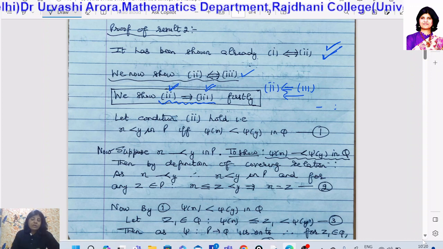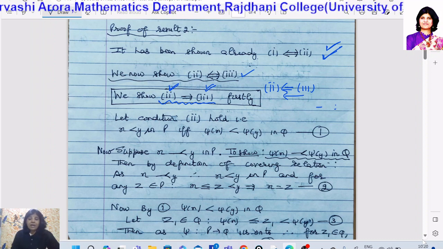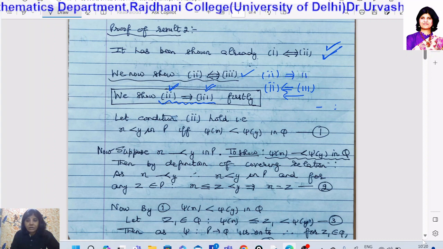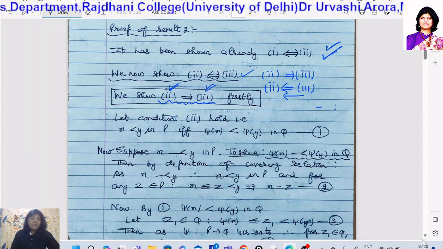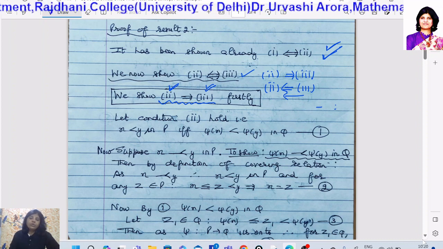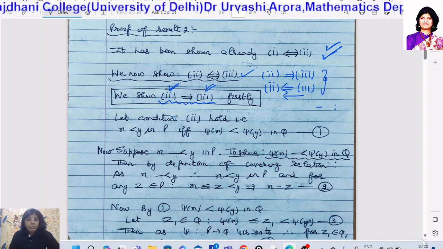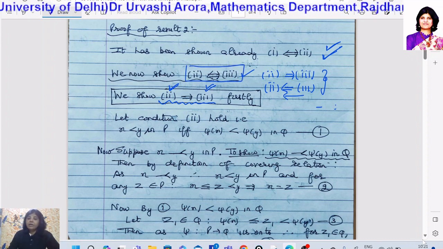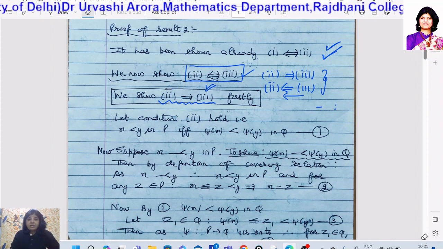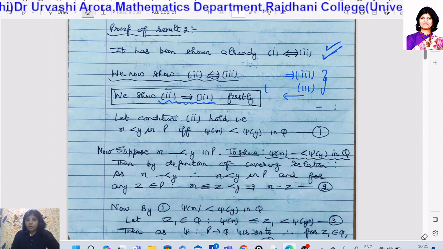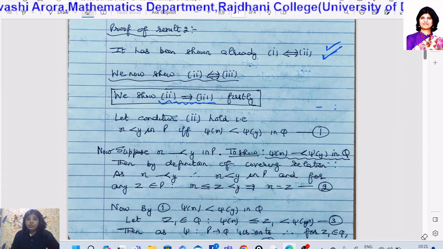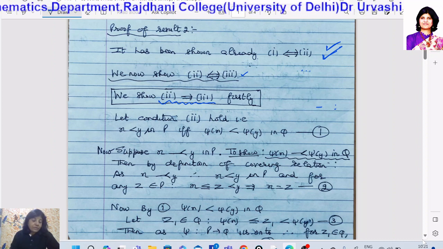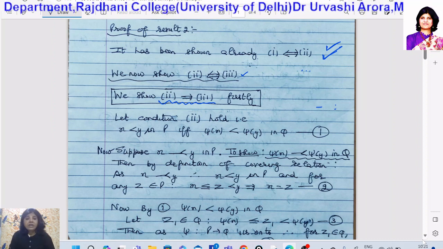So this second part actually has two subparts. In the first subpart, we'll be showing that condition 2 implies condition 3, and in the second subpart, we are going to show that condition 3 implies condition 2. When both these things are done, this would imply that condition 2 implies and is implied by condition 3. So let me start with the first subpart of the second part, in which I'm going to show firstly that condition 2 implies condition 3. So let condition 2 hold.